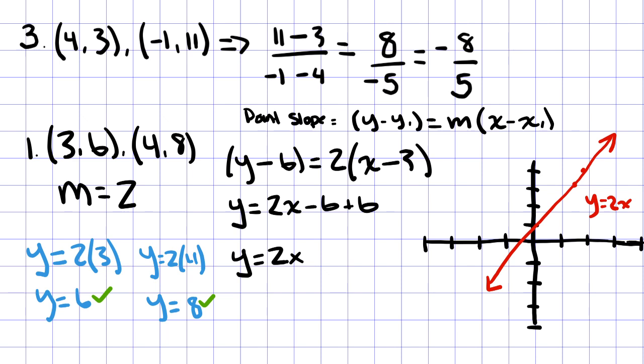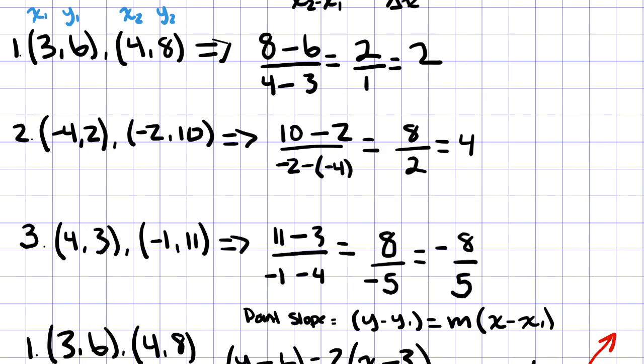And so that's how you go from taking your pairs of points, finding your slope, using the point slope formula with these coordinates to find the equation of your line, checking your work to see if your equation is correct, and then graphing that equation. So let's go to number 2. Number 2.